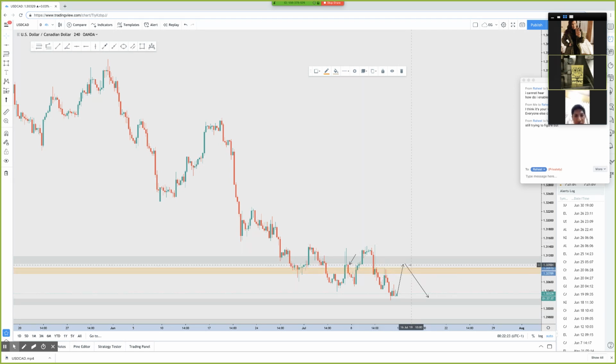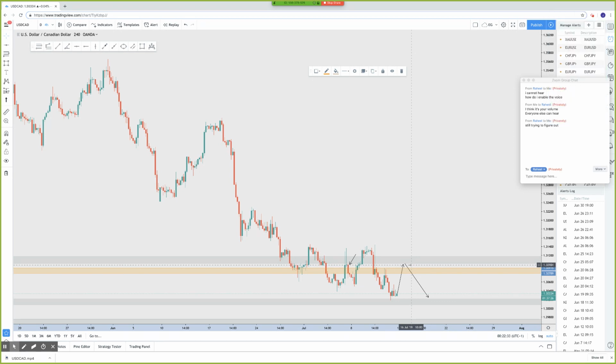And then third, oftentimes I'll use news release. So if we had news release in favor of the US Canadian dollar going down, then I would use that as well. But mostly it's price action. That's the number one thing. I want to see price automatically start to come back down from it.